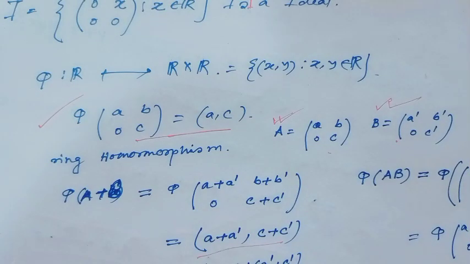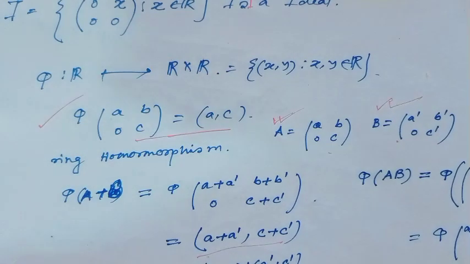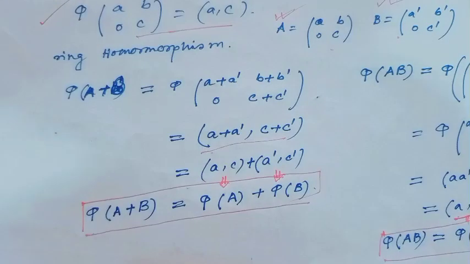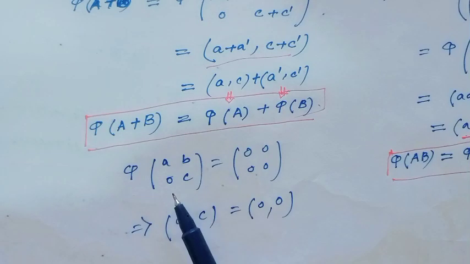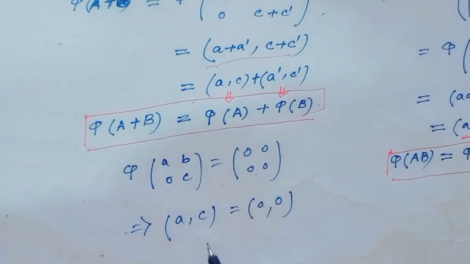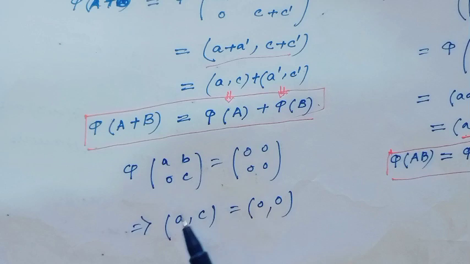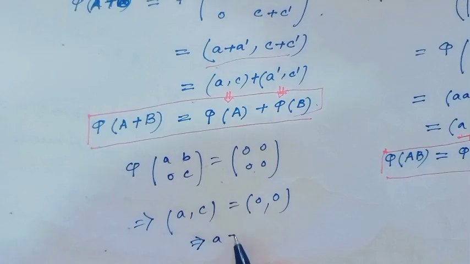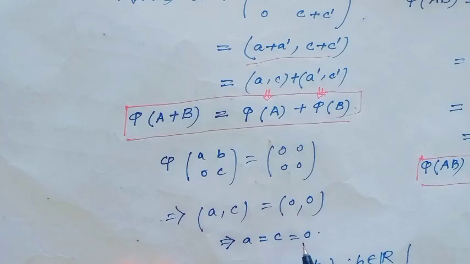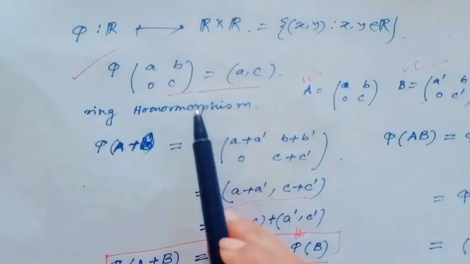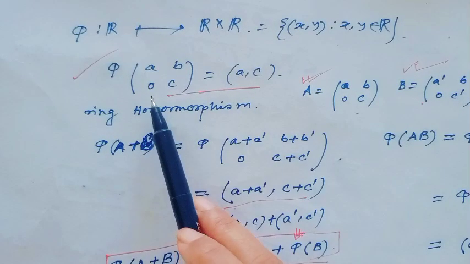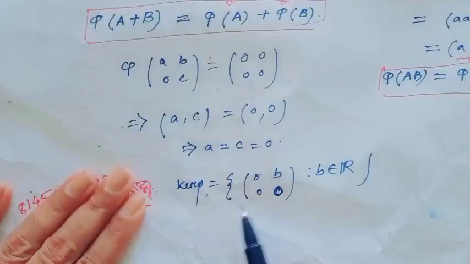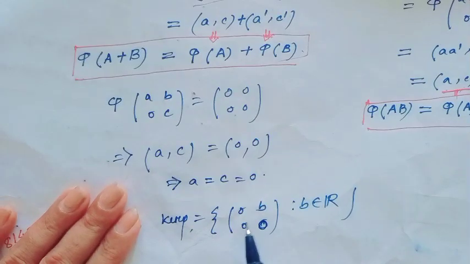Now, since this is a ring homomorphism, what is the kernel of this ring homomorphism? The kernel is the set where phi of (a, b, 0, c) equals (0, 0). That implies (a, c) equals (0, 0), so a equals 0 and c equals 0. Therefore the kernel of phi would be the set of those elements of the form (0, b, 0, 0) where b belongs to R.